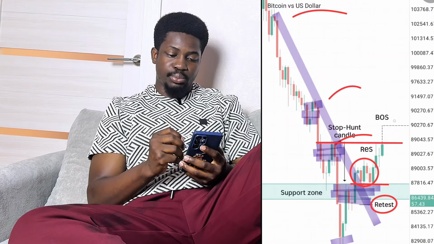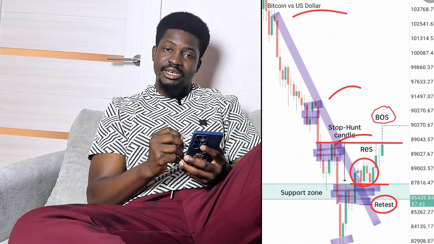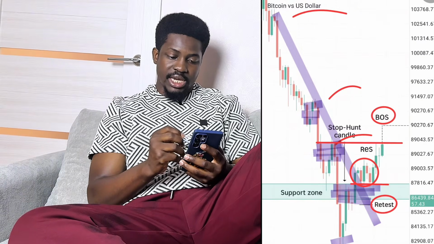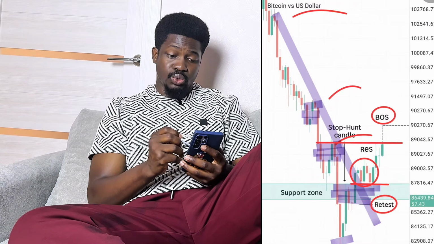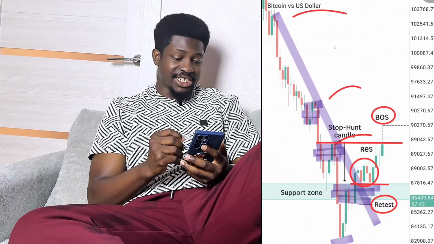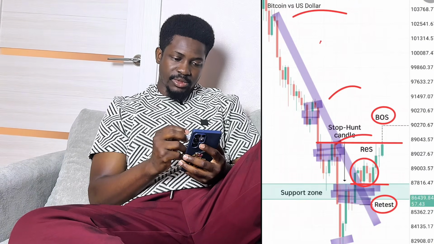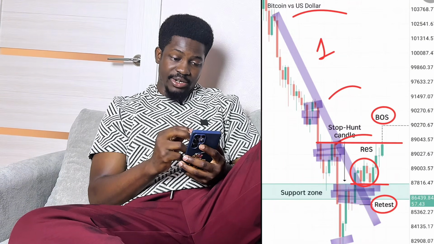And so when it pushes above this region, we call it a break of structure, right? Because now our chart is ready to push towards the top. A V formation is now fully completed. And so this becomes our number one, right?